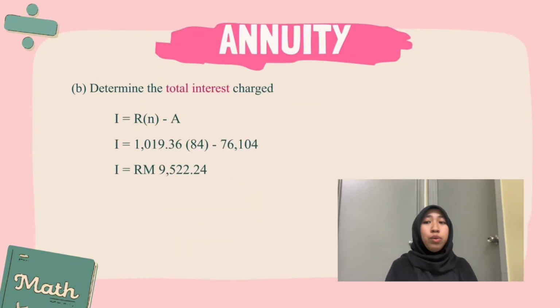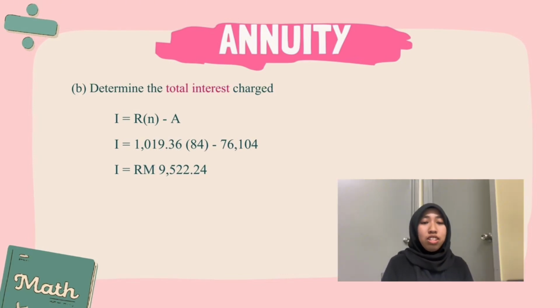For part B, we need to calculate the total interest charge over the whole loan period. So the formula we use is I equals R multiplied by n minus A. I equals 1019 and 36 cents multiplied by 84 minus 76,104. So the total interest charge is 9522 and 24 cents.